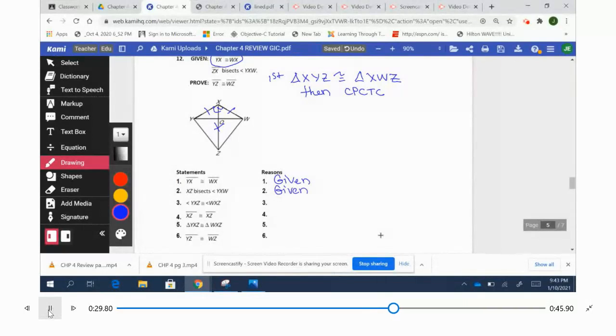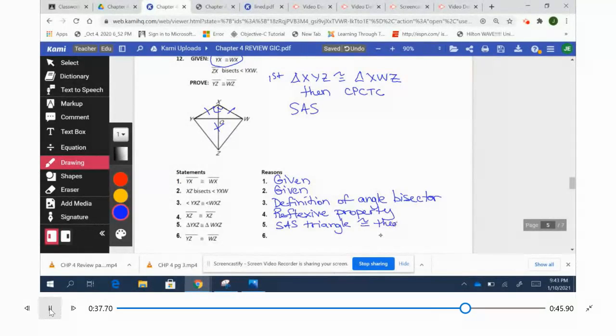Numbers 1 and 2 are given. Number 3 is a result of the angle bisector. One way you can say that is definition of angle bisector. Another way is to explain an angle bisector creates two congruent segments. Next is reflexive property. Please make sure you see property there. It's not a definition or a theorem. All right, now the triangles are going to be congruent. I should have said this earlier. It was side angle side. That should have been written up here. I missed a step. I'm going to put it in late.